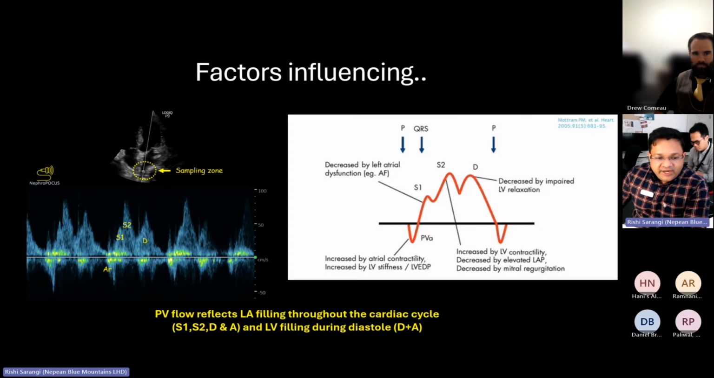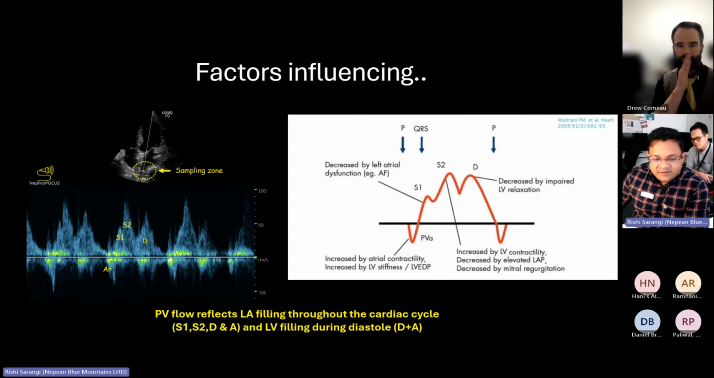The factors which are influencing the pulmonary vein waveforms are worth remembering. The S waves, D and AR reversal waveforms all reflect the LA filling throughout the cardiac cycle. Whereas the D and the A waveforms, because they correspond to the E and A waves in the mitral inflow happening only in diastole, are influenced by the LV filling during diastole.